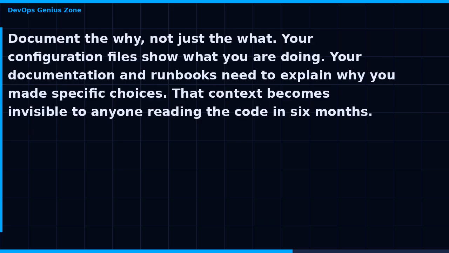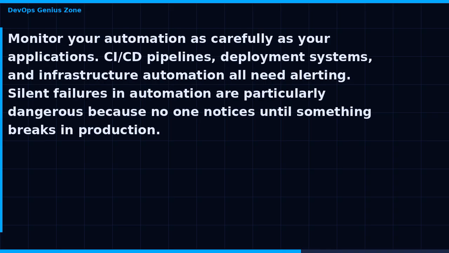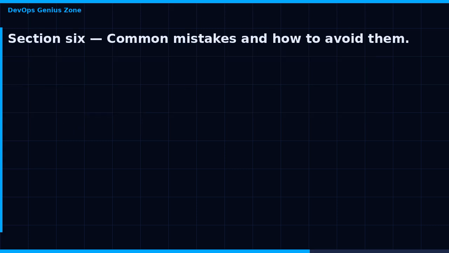Monitor your automation as carefully as your applications. CI/CD pipelines, deployment systems, and infrastructure automation all need alerting. Silent failures in automation are particularly dangerous because no one notices until something breaks in production.